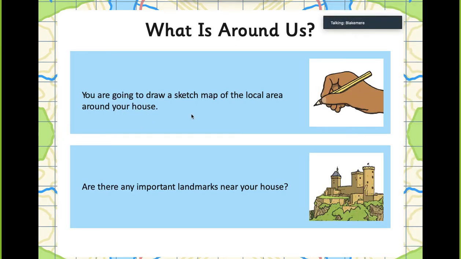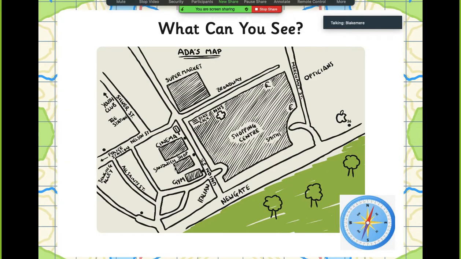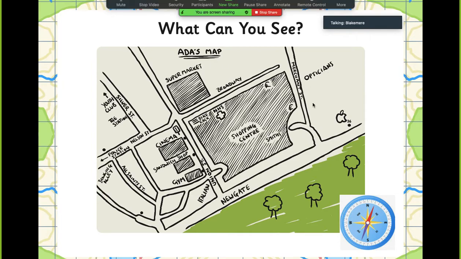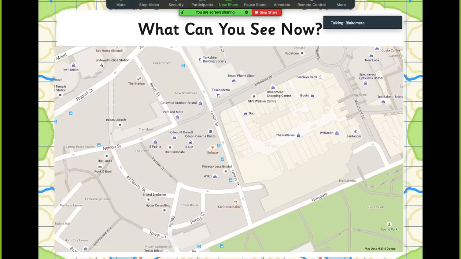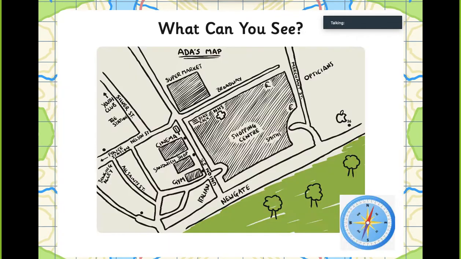So you're going to have a go at drawing your own sketch map of the local area around your house. You might want to think about special landmarks. Landmarks are clear things that you can see. When you look back at the other maps, it might be houses or the gym, or you might have special little places around your house that you think other people might want to see on your map. These are your different landmarks. These are the things that you want to pick out. There are some things that you can put on your map, like a title, like this one here. That's Ada's map, so that's a nice title at the top. You've even got a nice little compass down here you might want to have a go at drawing.